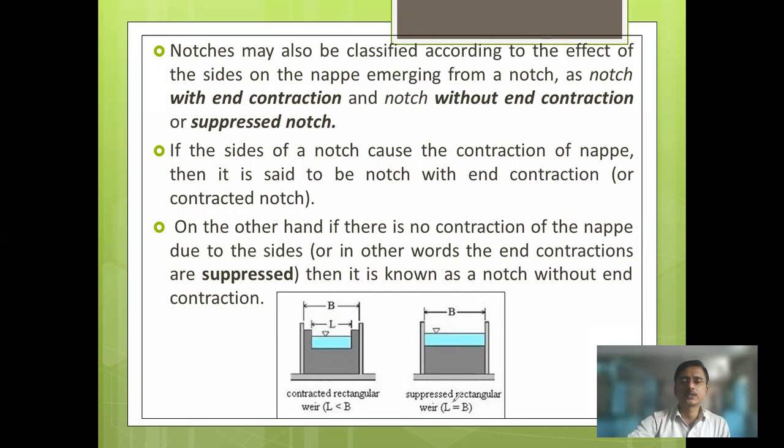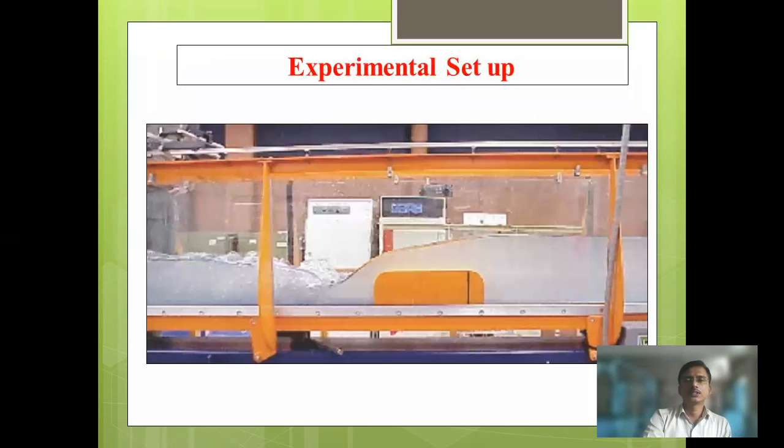And the suppressed rectangular weir, we call weir without end contraction. Here there is no end contraction. OK, so on this type of weir we are going to do the practical today. We are going to find out the constants of this particular weir. This is the experimental setup. Here you can see the broad-crested weir has been put in the tilting flume.